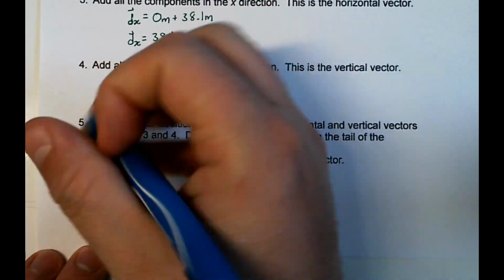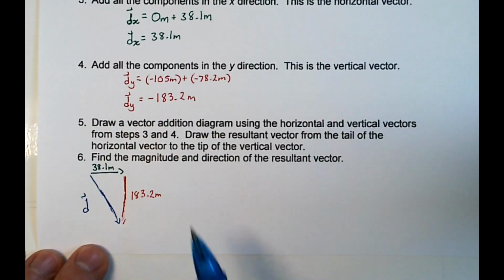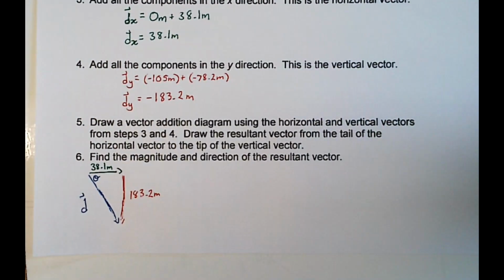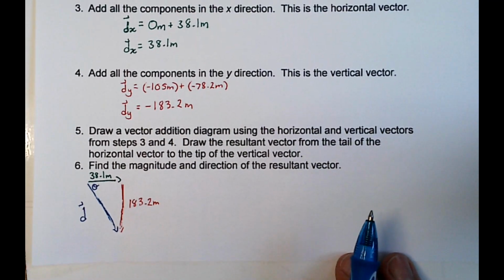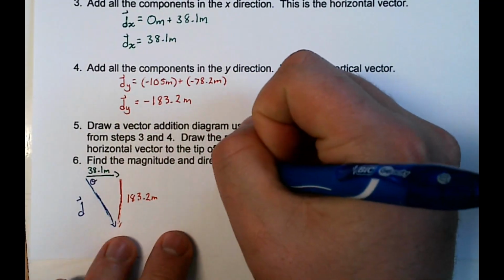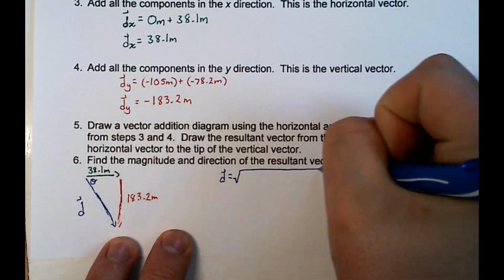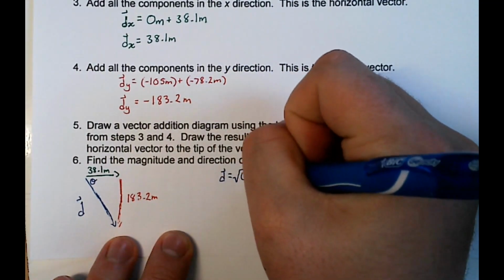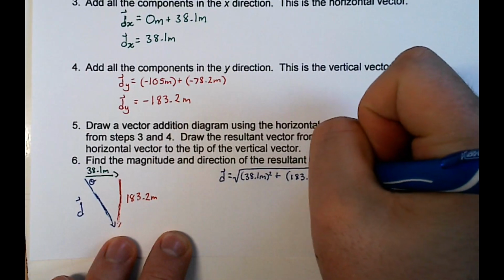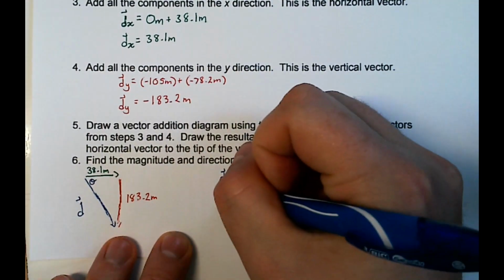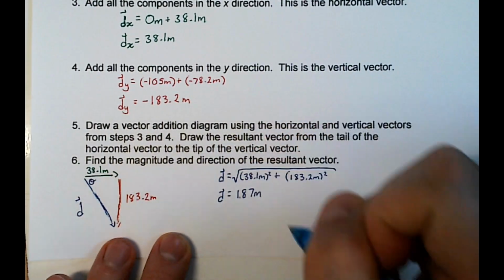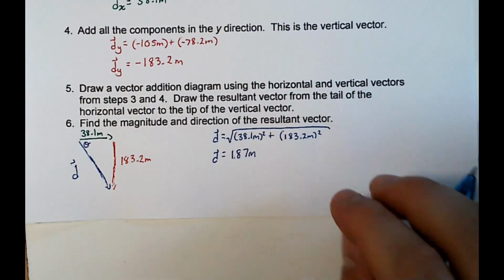Our total displacement. Remember, displacement is a vector, so we also need to have a direction, which we are going to use that angle to find. From here, it's straightforward and exactly what we've been doing. We're going to use Pythagorean's theorem to solve for d, or displacement, so that's equal to the square root of 38.1 meters squared plus 183.2 meters squared. When you calculate and solve, you'll determine that it's 187 meters.